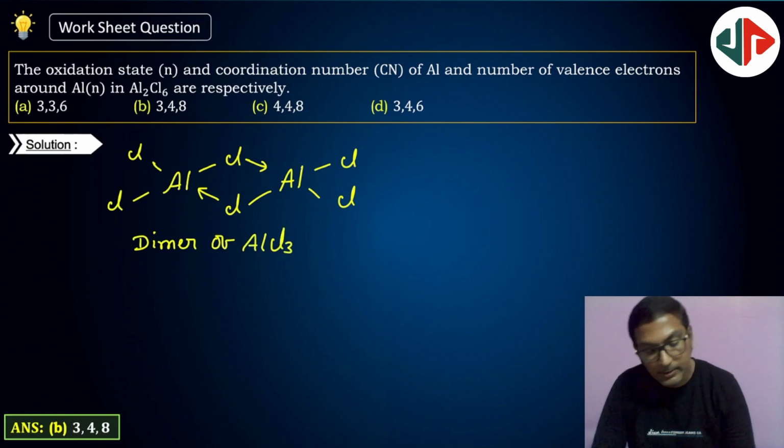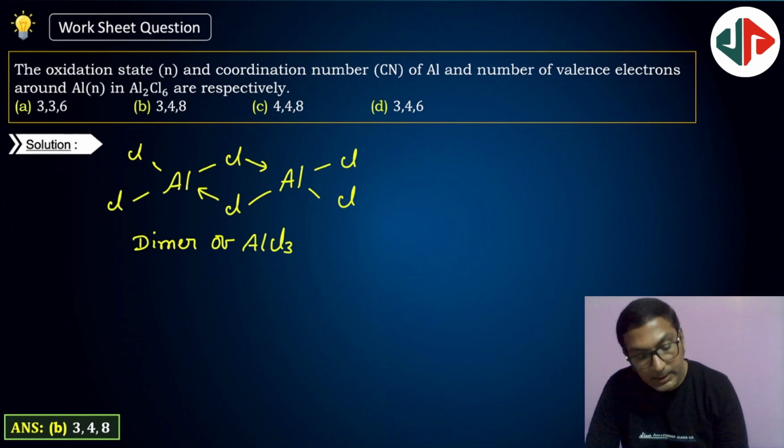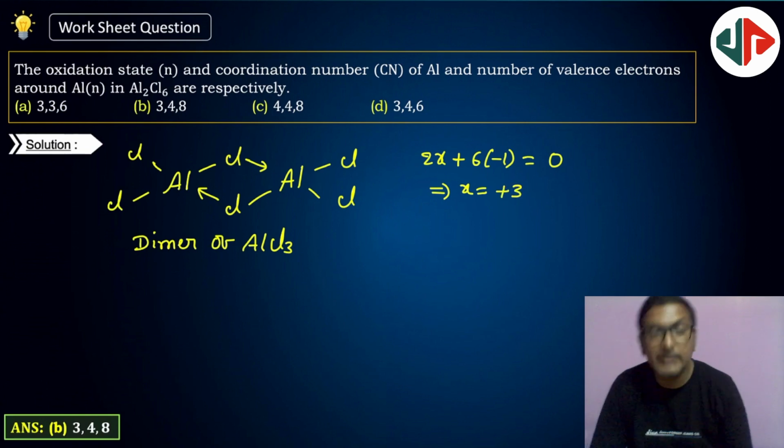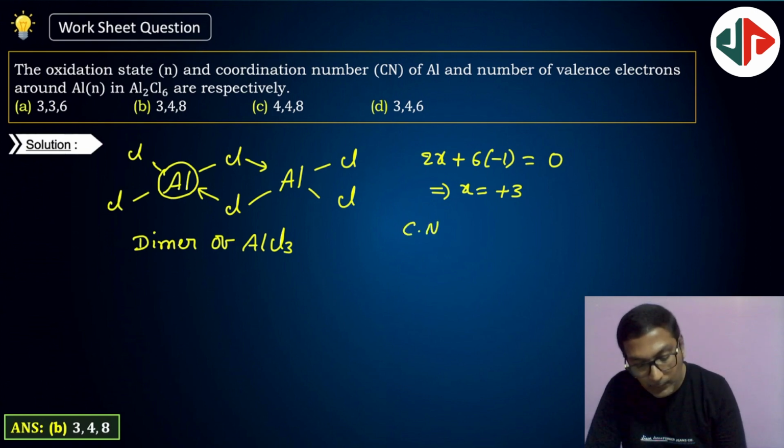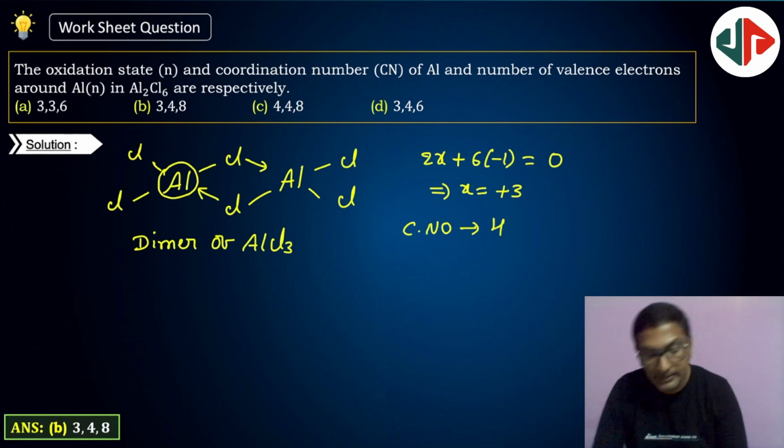Here you can calculate oxidation state. So Al2Cl6, aluminium say X plus 6 into minus 1 equal to 0. So that implies X equal to plus 3. Oxidation state 3. Next, coordination number means number of nearest atoms simply. Number of nearest atoms around aluminium 4. 4 Cl atoms are arranged. Therefore, coordination number 4 due to 4 chlorines.